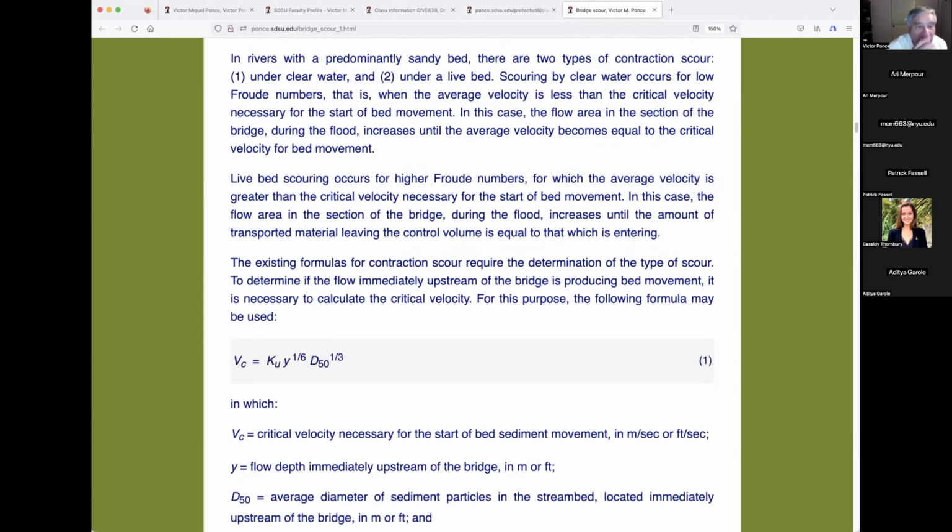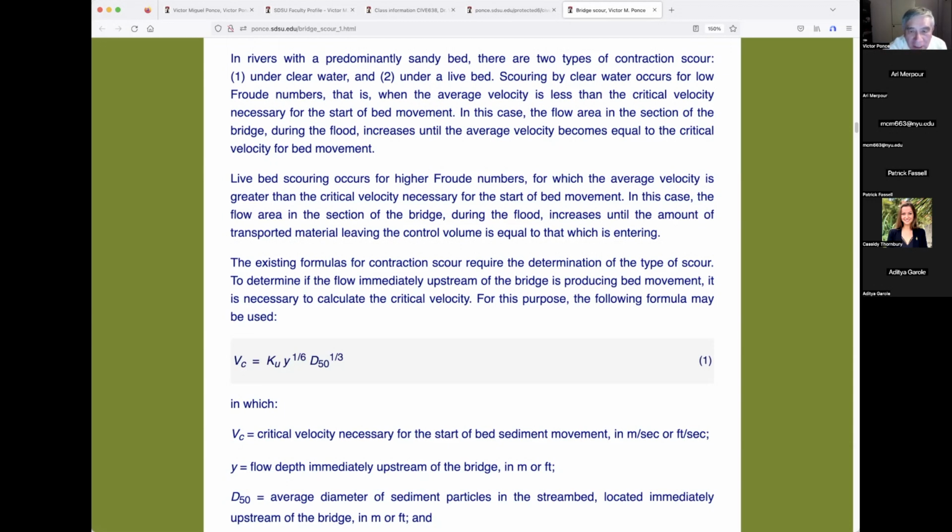Again, here, live bed scouring occurs for higher flow numbers, for which the average velocity is greater than the critical velocity necessary for the start of bed movement. Everybody knows that there's a critical velocity necessary for the start of bed movement. But then the question is, what's the flow right there? Is it less than the critical velocity, or is it more? If it's less than the critical velocity, it'll have a tendency to deposit. We know that for a fact. We studied that already. And if it's more than the critical velocity, it'll have a tendency to move it.